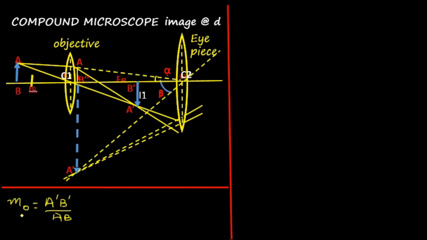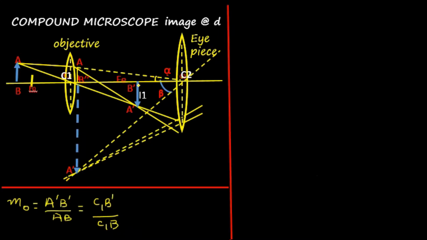For objective, the linear magnification is size of the image divided by size of the object, that is A dash B dash by AB. Consider triangle C1AB and C1B dash A dash. From this, we get the expression A dash B dash by AB is equal to C1B dash by C1B. What is C1B dash?